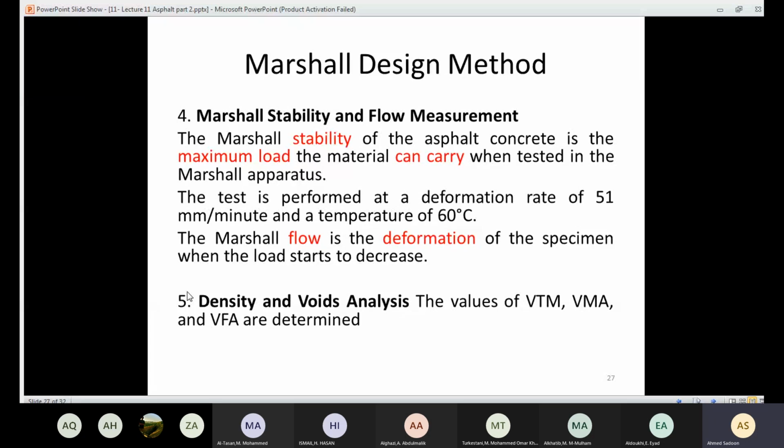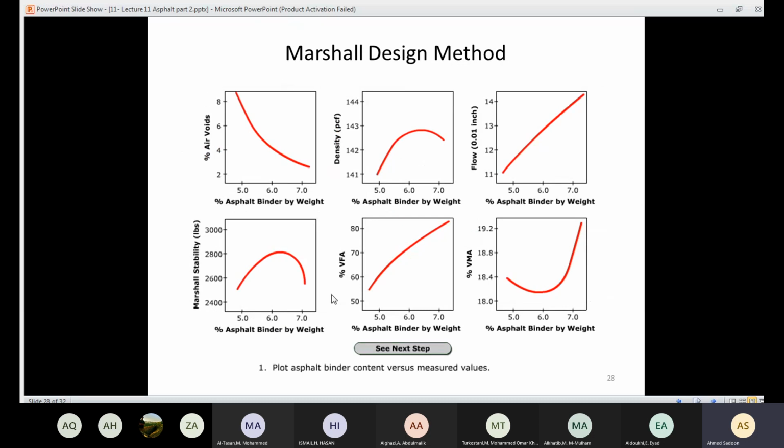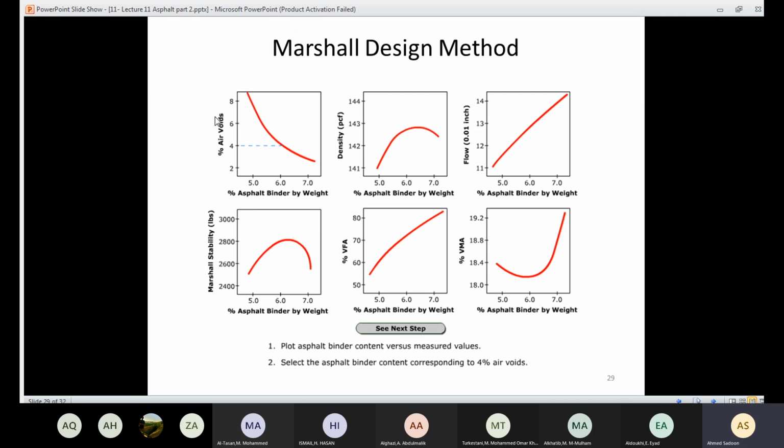Finally, we need to conduct density and void analysis, which means that you need to determine the value of VTM, VMA, and VFA. After you finish all of this, you need to come up with about 6 graphs. You need to show the relation between the air voids and the asphalt binder by weight, the density and the asphalt binder by weight, the flow versus the asphalt binder by weight, the Marshall stability versus the asphalt binder by weight, VFA and VMA. After that, you need to design based on 4% of the air voids.